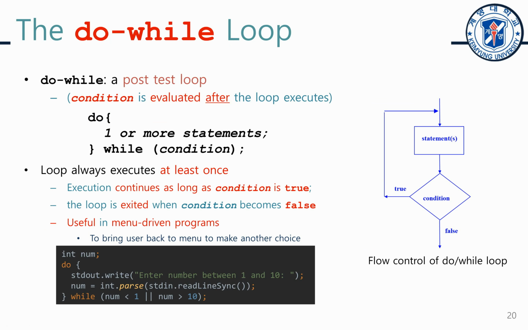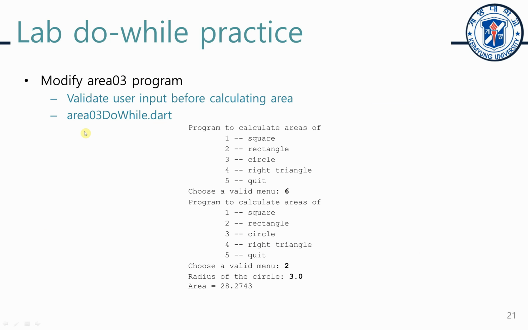So this is the do while loop, and you can also practice the do while loop with our area 3 program. You can name that program area 3 do while.dart, and then you will update our area 3 program. And in this case, you may see something similar to this.